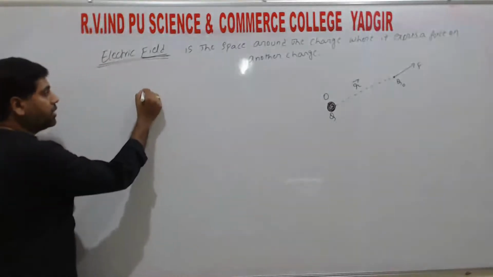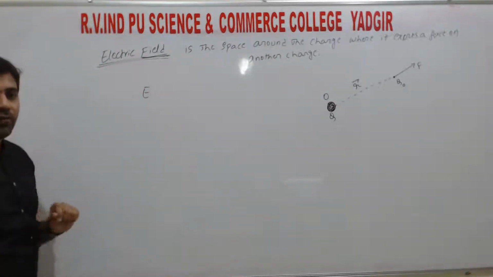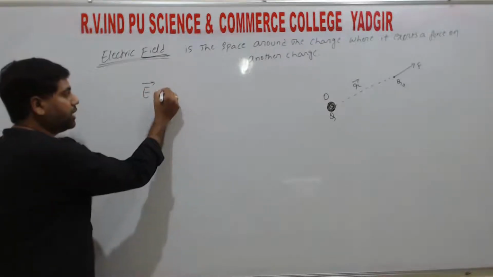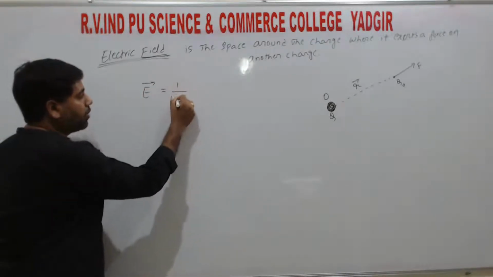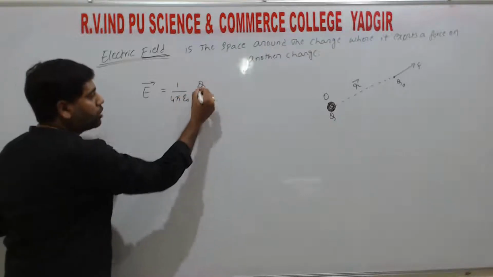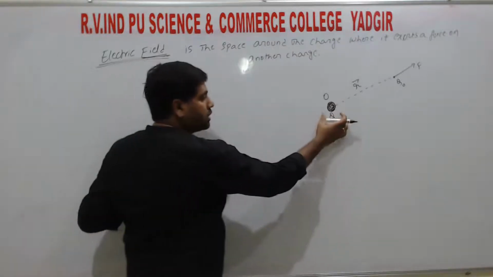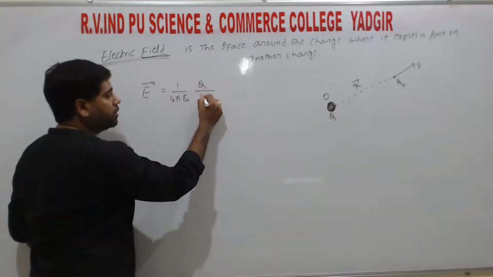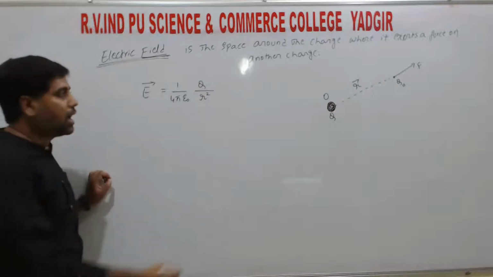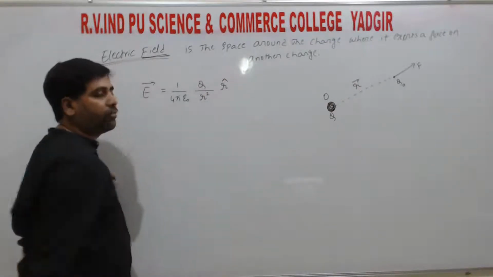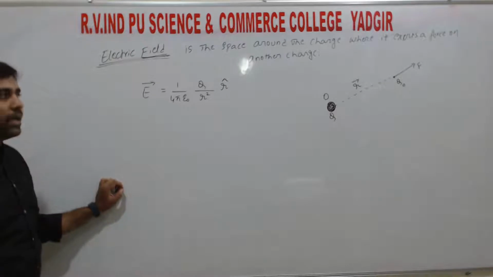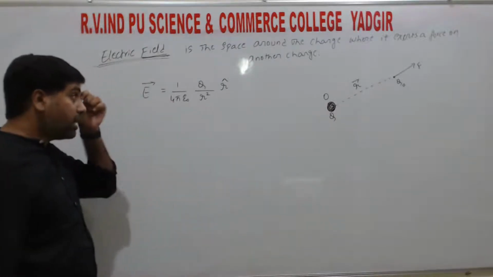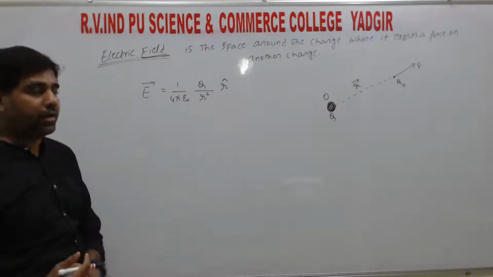Now if we define the electric field in mathematical form, the electric field is defined by the vector E equals 1 divided by 4 pi epsilon naught. This electric field is caused by the charge Q, so we take Q divided by the distance r square, and r cap is the unit vector which gives the direction of the electric field. This is the mathematical form of the electric field.